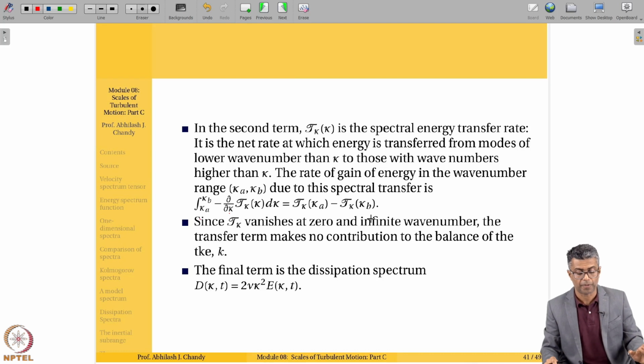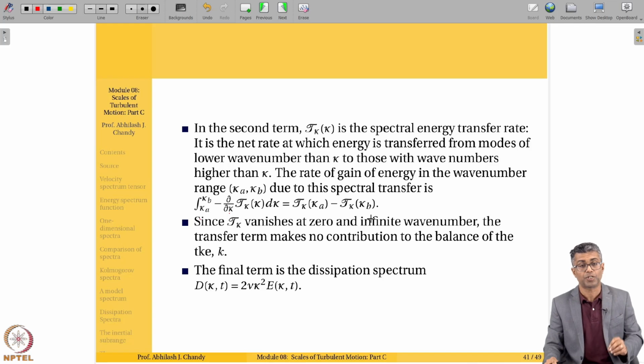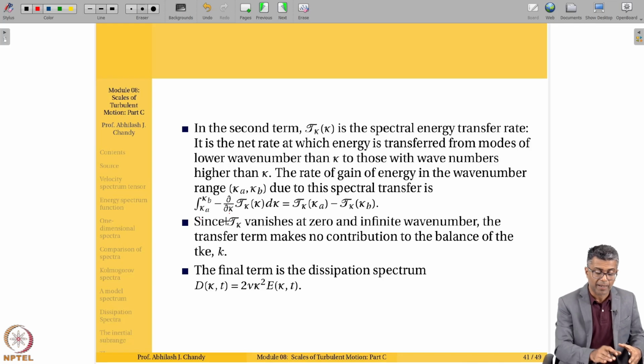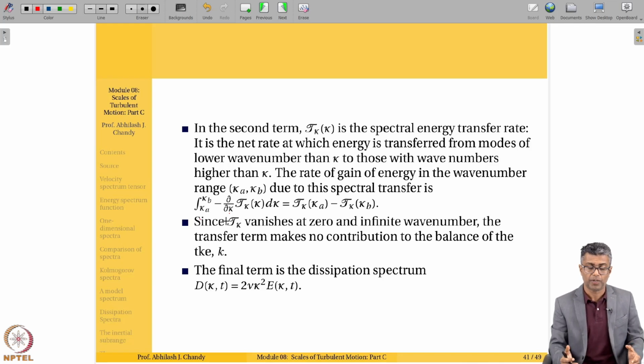I hope this is clear. Here what I have done is I have tried to find out the rate of gain of energy in the wave number range due to the transfer. So the rate of gain of energy with respect to wave number, and I am integrating that to find that out. Okay, so that would be T kappa of kappa A minus T kappa of kappa B.